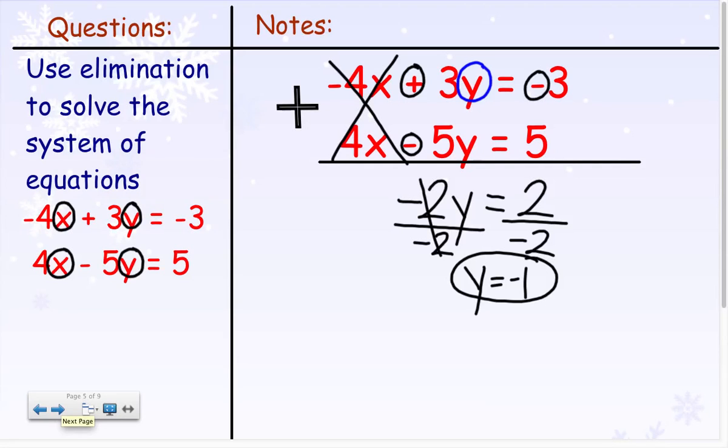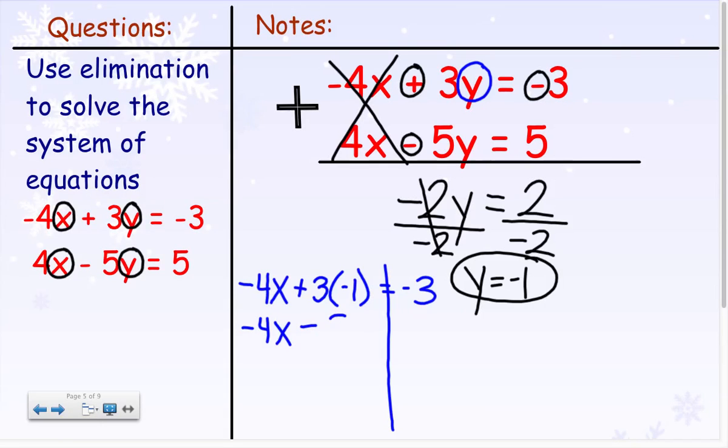I'm going to take negative 1 and plug it into that top y. So I've got negative 4x plus 3 times negative 1 equals negative 3. Train tracks, and then I'm going to simplify from there. So 3 times negative 1 is negative 3. And then I'm just going to do couple and third wheel. So negative 4x is my couple. Add 3 on both sides.